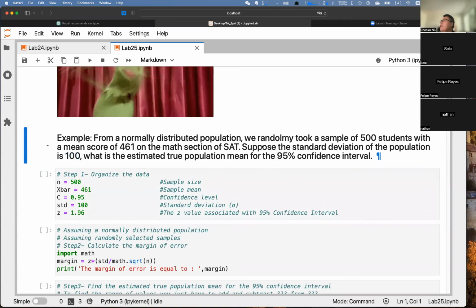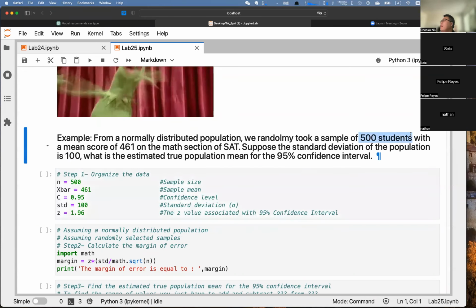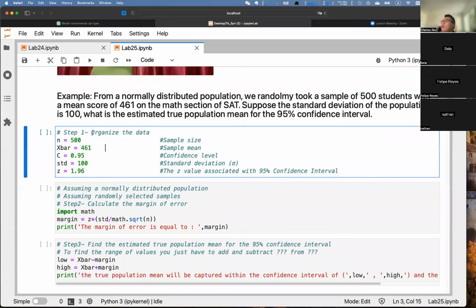Okay. So in this example, first we know the sample size, right? The sample size is 500 students, the mean value is 461, and the standard deviation is 100. Then we need to check the population mean for the 95% confidence interval. So we know the mean value, and then we need to compute something. First we need to organize the data.